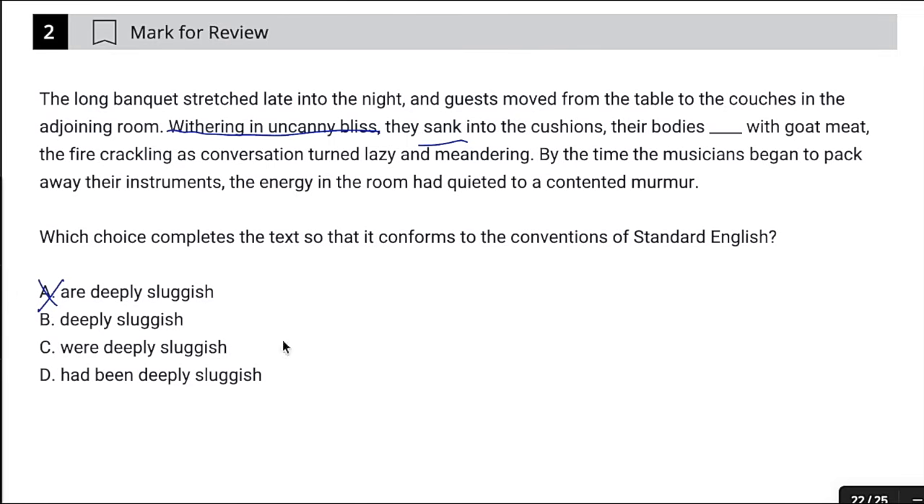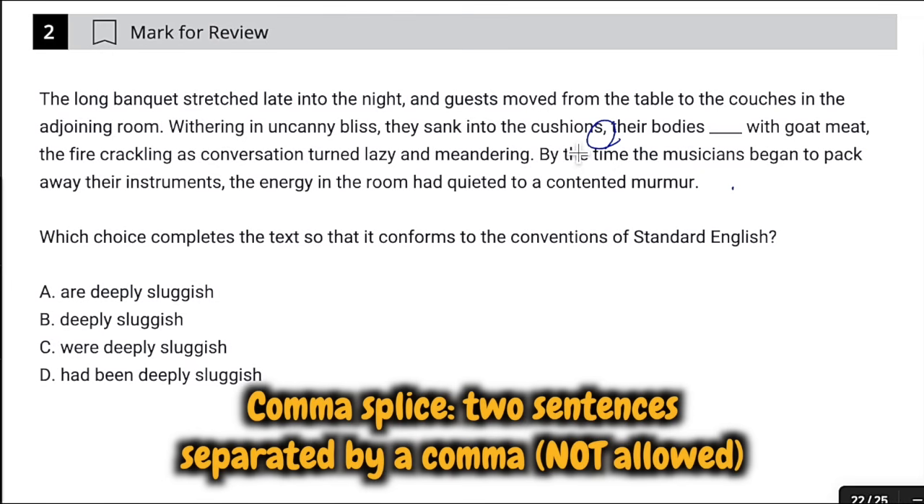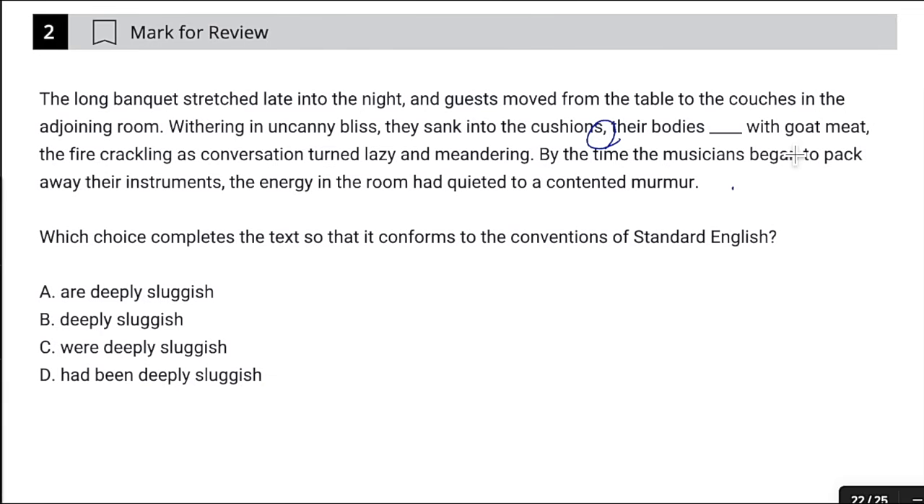Their bodies deeply sluggish with goat meat would sound wrong because it's not a full sentence. And then their bodies were deeply sluggish with goat meat would match with our past tense sank, so we'd probably go with choice C here. But it's not going to be choice C, because when we do that, we are actually turning this into a comma splice, because we know they sank into the cushions is a full sentence. So then their bodies were sluggish with goat meat would also be a full sentence, and we would have a comma splice. Instead, we want the only answer that doesn't give us a full sentence, which is choice B here.